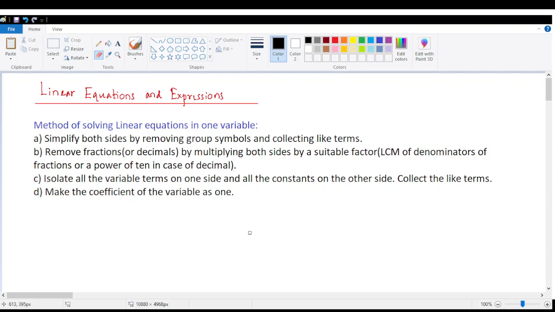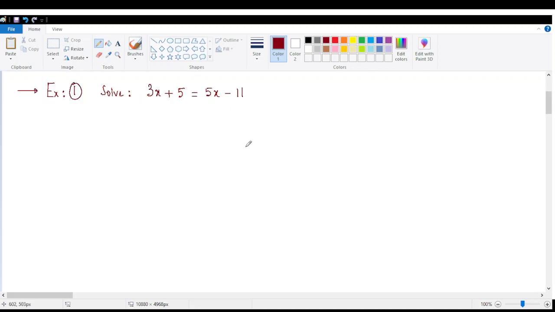Now when there is more than one variable, we will use another approach. We will learn about that approach also in future. Right now we are going to do examples of linear equations in one variable, right? So let us take an example and see how we can do this.